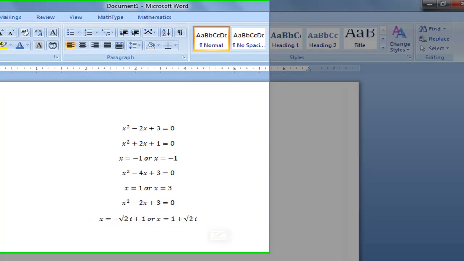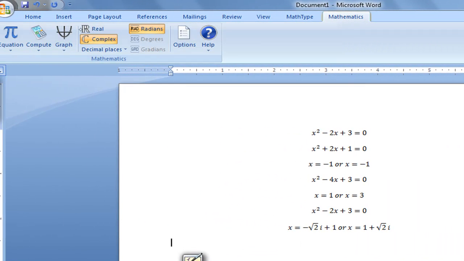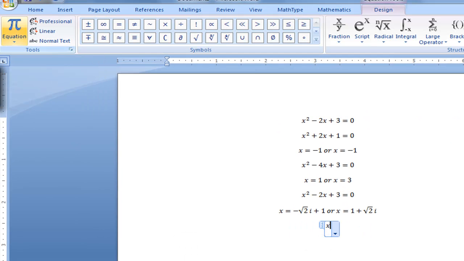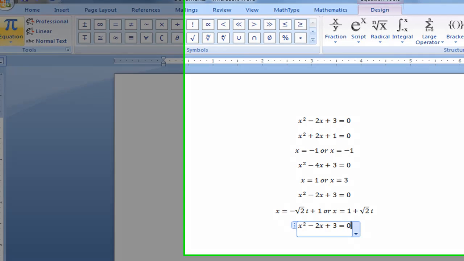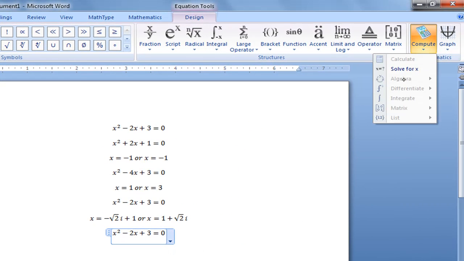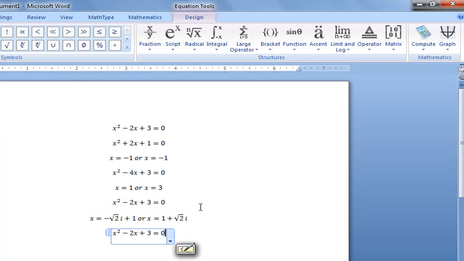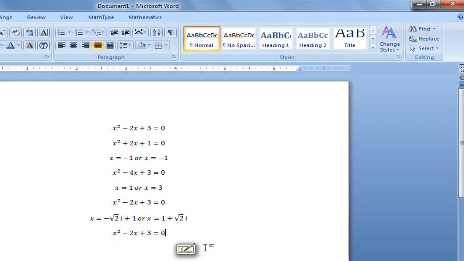If you are in the real mode, let's say mathematics, real mode, equation, I use the same equation, x squared minus 2x plus 3 equal to 0, I'm going to solve it. Compute, solve for x, you notice that the current system has no solution, meaning the equation has no real solution. However, the solution could be complex.